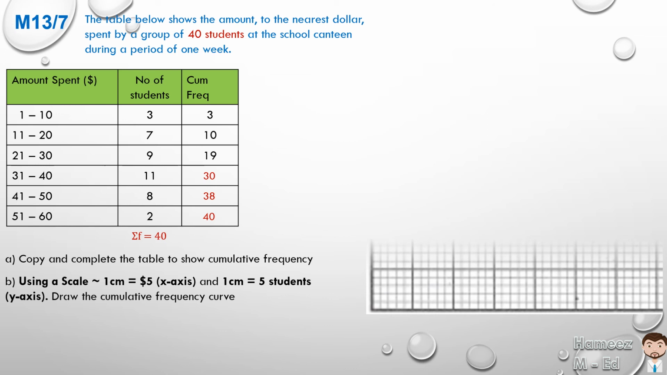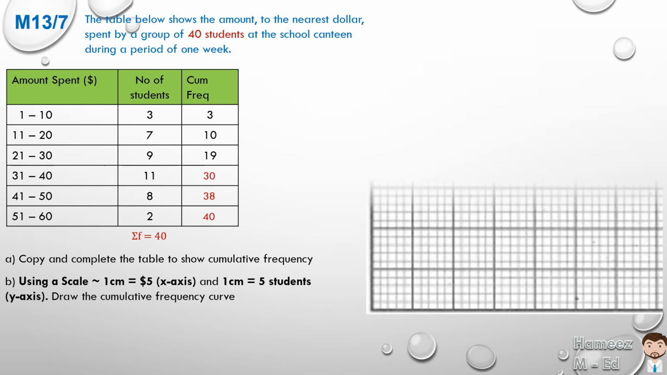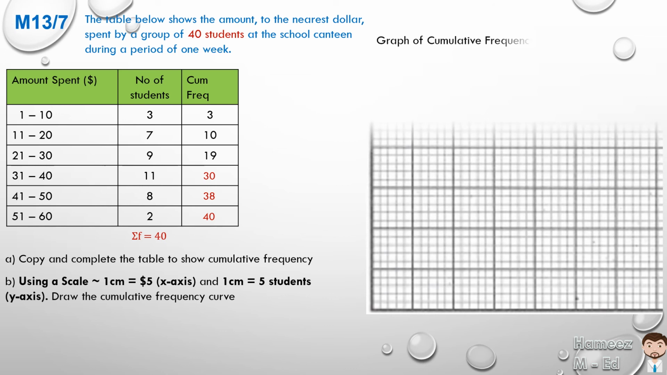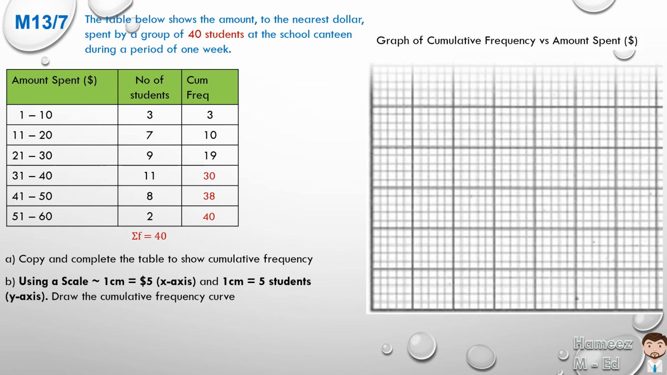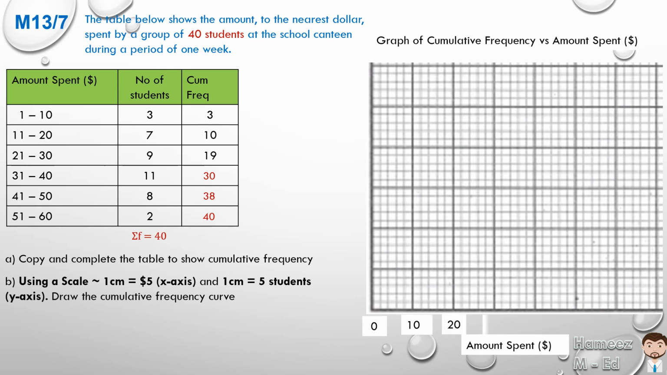equal to $5 on the x-axis. Right, so that's our graph that we're looking at, graph of cumulative frequency versus amount spent in dollars. And when we plot our graph, let's recall that on the x-axis is amount spent in dollars, and if we follow that scale, 1 cm is equal to $5, then 2 cm, because those are the size of my blocks, will be $10. So I plot 0, 10, 20, up to 60.